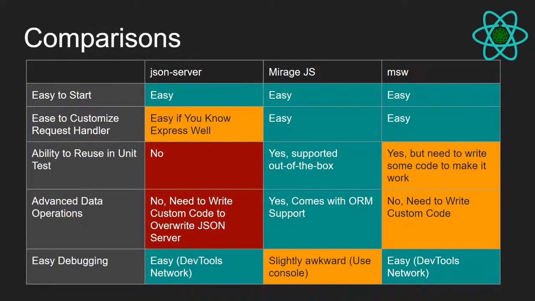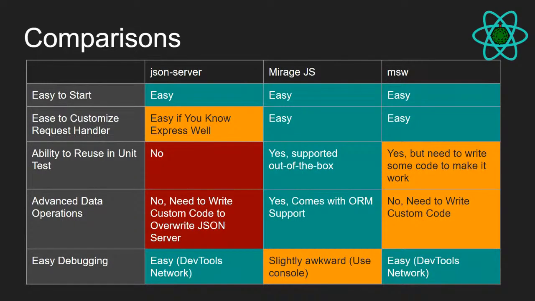And then Mirage.js supports it out of the box because it has its own ORM system. So you can create a model, you can link a model, like one-to-many relationship, one-to-one relationship, all this kind of thing. And MSW, there is no support, but because it's just a function, you can write your own customization.